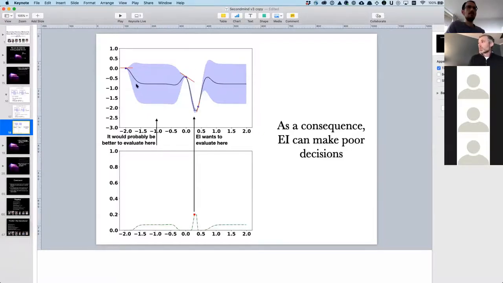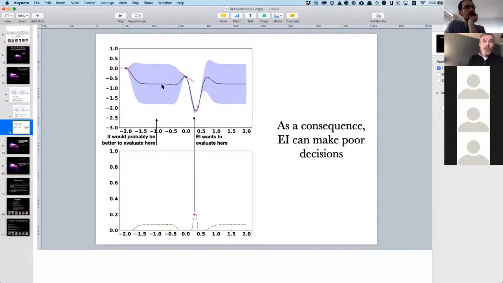So here's an example posterior distribution where I've evaluated both the value and the gradient at three different points, here, here, and here. And the posterior has taken those gradient evaluations into account. Expected improvement looks at this point. It's like, wow, that's a lot better. It's like point two better than the previous best. So the expected improvement is largest at this point. But it would probably be better to evaluate here.